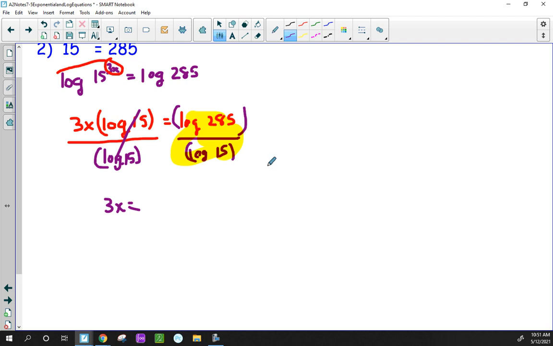When you get an answer, I got 2.08729 and so on. When I tried to change it back to a fraction, it did not work. So I'm going to round this one to the nearest hundredth, and I'm going to say that's 2.09.